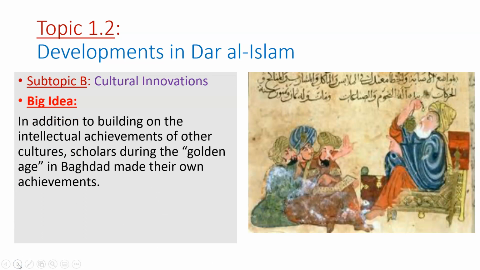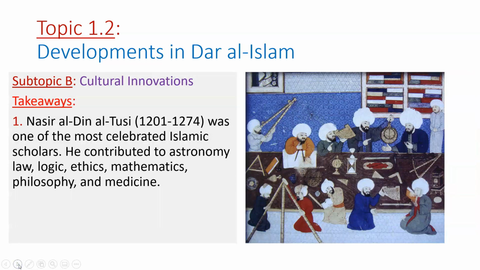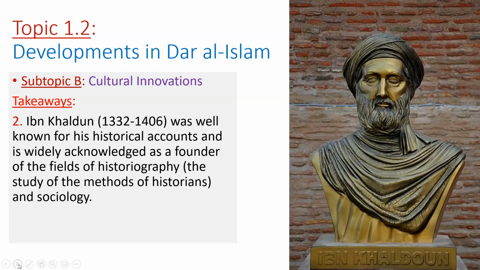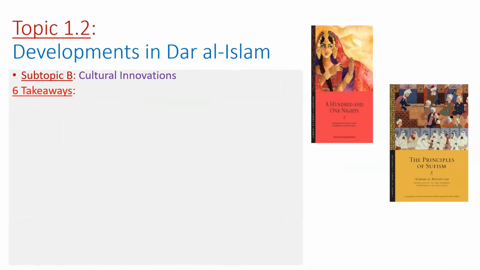Subtopic B, cultural innovations. What's the big idea? In addition to building on the intellectual achievements of other cultures, scholars during the Golden Age in Baghdad made their own achievements. Nasr al-Din al-Tusi was one of the most celebrated Islamic scholars. He contributed to astronomy, law, logic, ethics, mathematics, philosophy, and medicine. Ibn Khaldun was well known for his historical accounts and is widely acknowledged as a founder of the fields of historiography, the study of the methods of historians, and sociology.